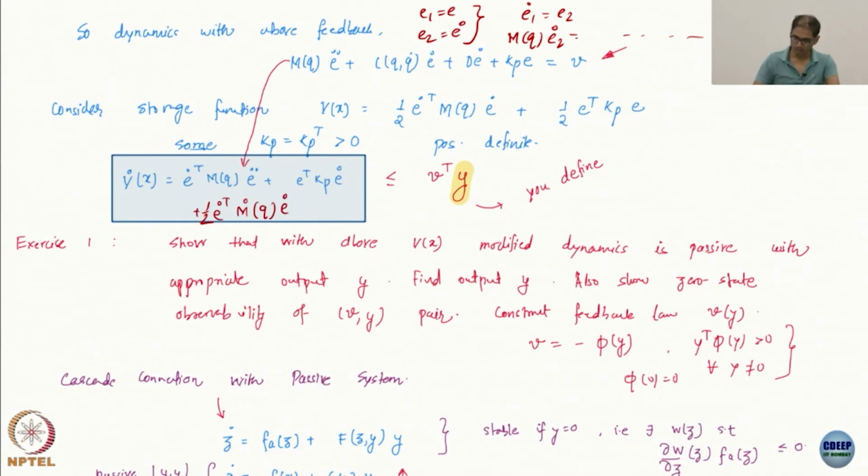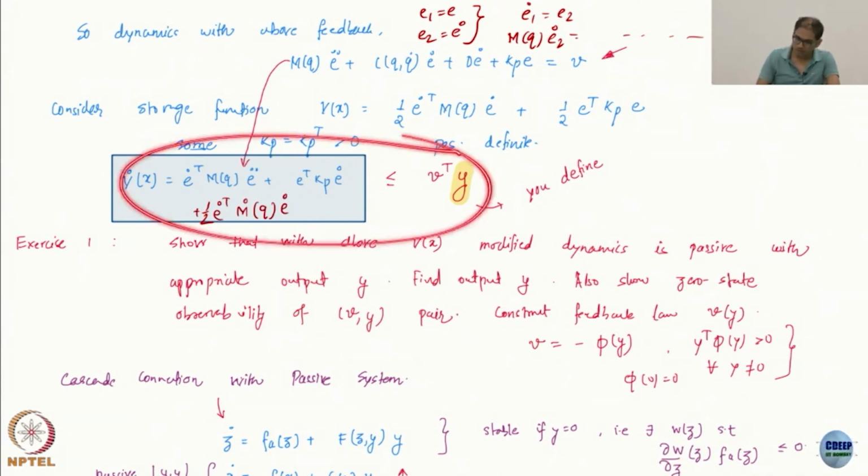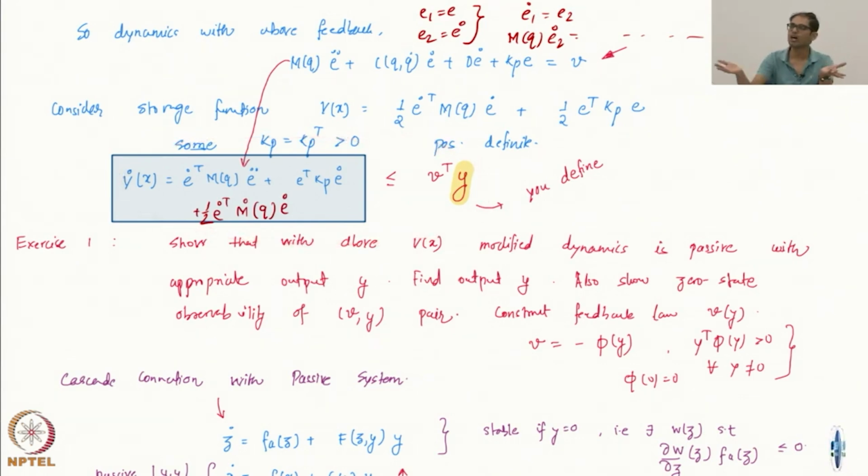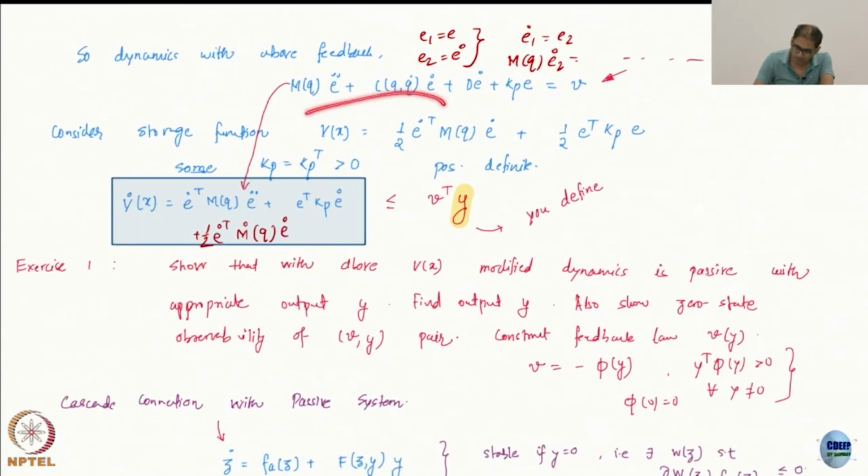So all you have to do is show that this is less than or equal to V transpose Y for some artificial output that you choose. It doesn't have to be real, but check and see what comes out. You will see that something very nice comes out on the left-hand side. This Lyapunov candidate and the system have very nice properties, which is why designing control for robots is readily easy.